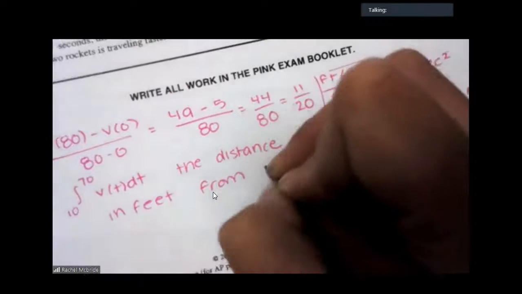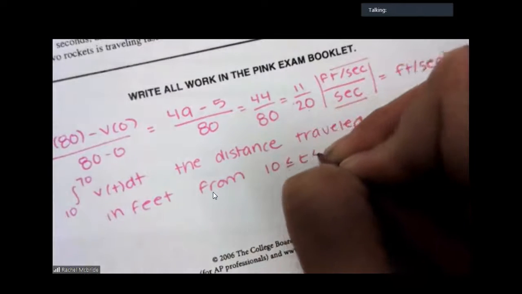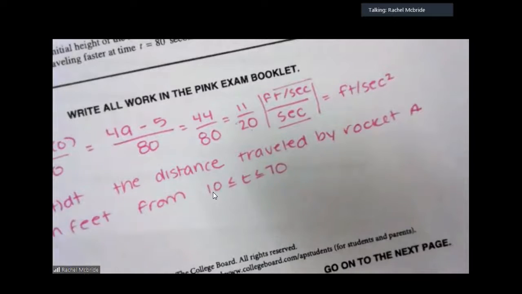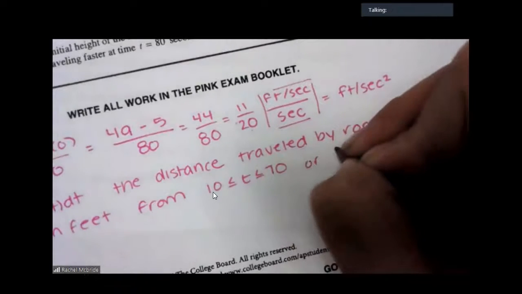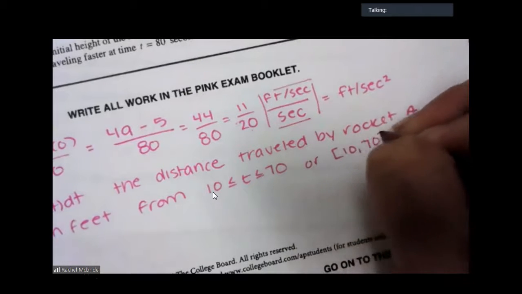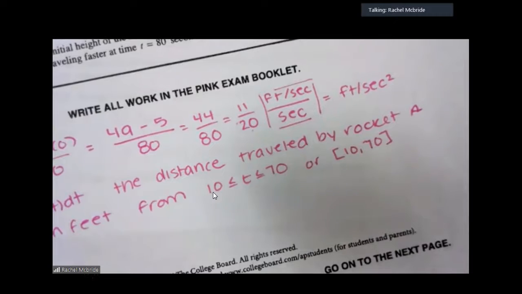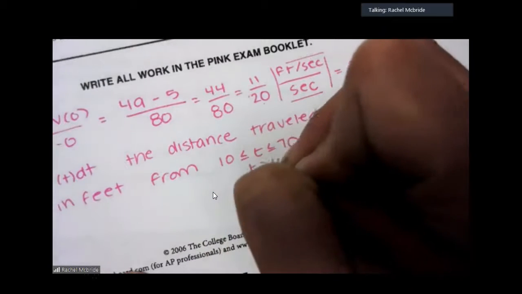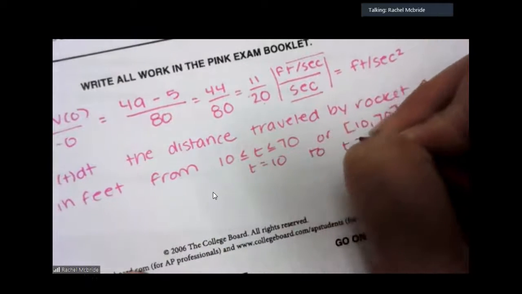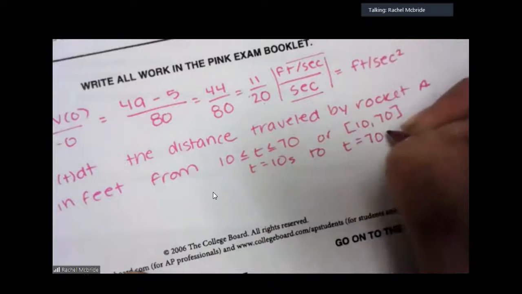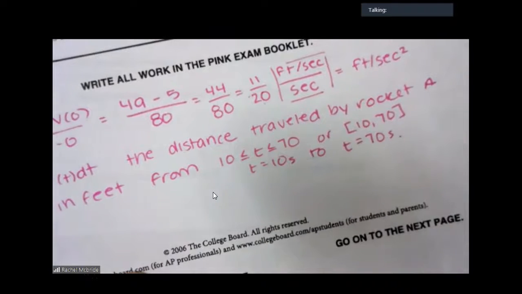From, and you could have said 10 to 70 as an interval. You could have had it in bracket notation, or you could have said from t equals 10 to t equals 70. Okay?